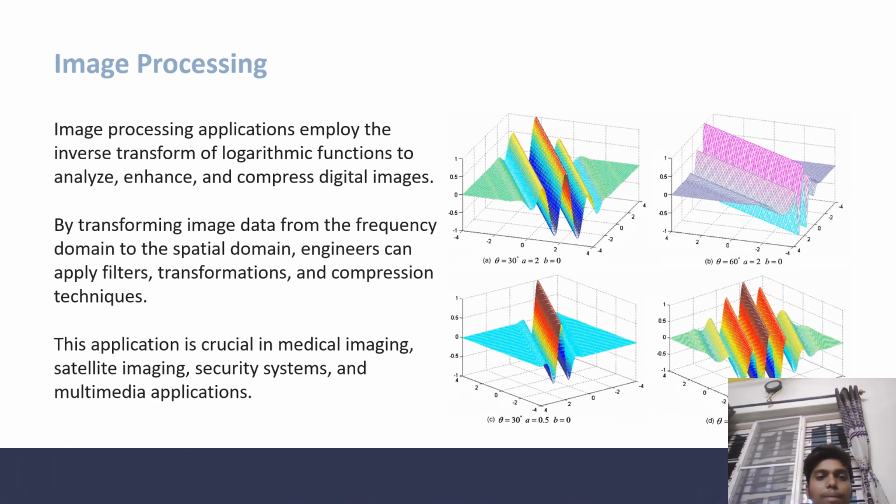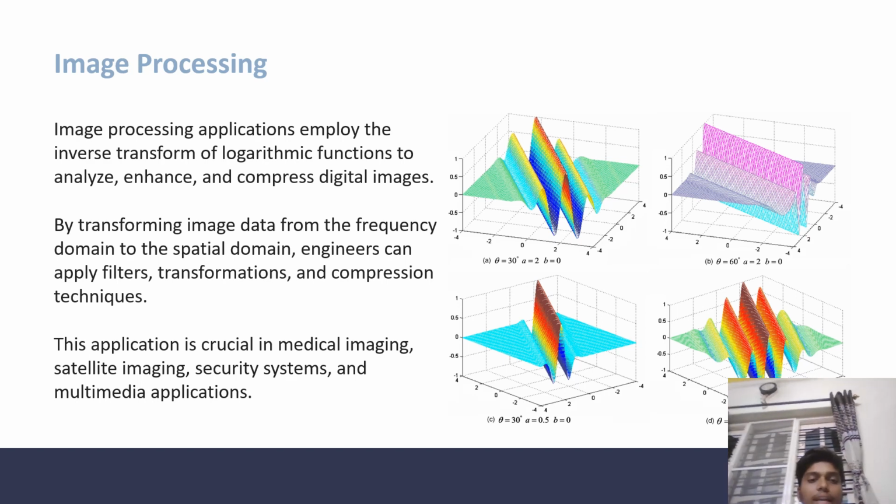Image processing. Image processing applications employ the inverse transform of logarithmic functions to analyze, enhance, and compress digital images. By transforming image data from the frequency domain to the spatial domain, engineers can apply filters, transformations, and compression techniques. This application is crucial in medical imaging, satellite imaging, security systems, and multimedia applications.